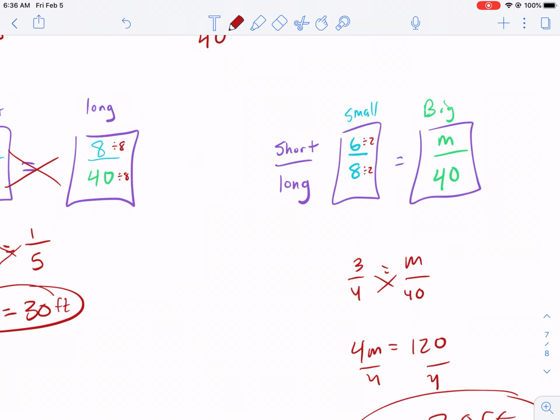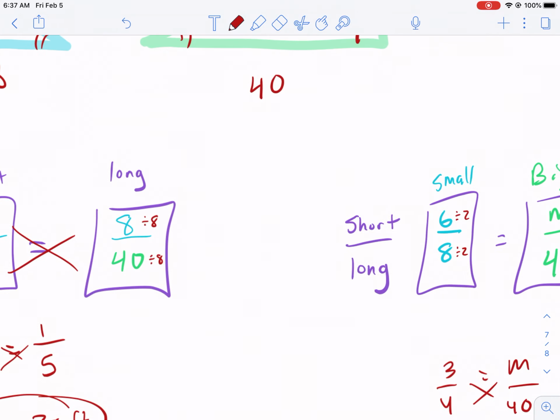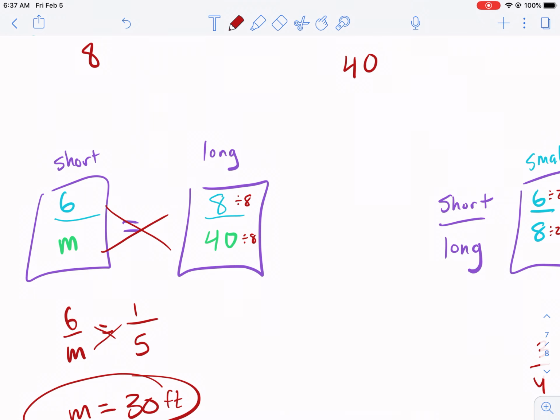Now, the reason why it works is because we're making two comparisons that are true. We're keeping everything the same. Here we had all the small dimensions on the top, all the big triangle dimensions on the bottom. Here we had all the short sides on the top, all the long sides on the bottom. Here we had all the short sides on the left, all the long sides on the right, all the small triangle components on the left, all the big triangle dimensions on the right. As long as you stay organized like that, you're fine, okay?